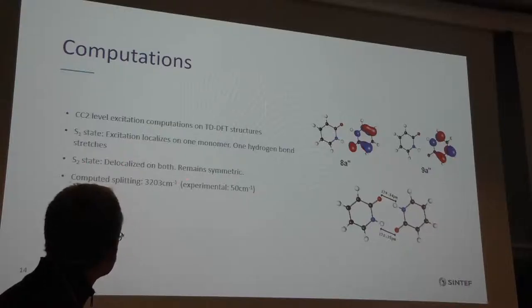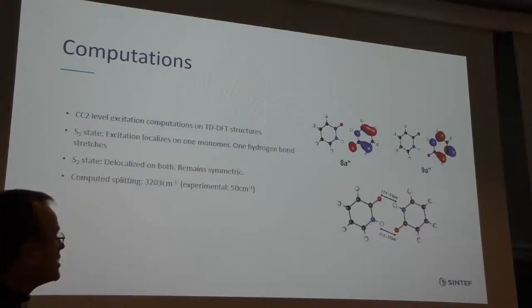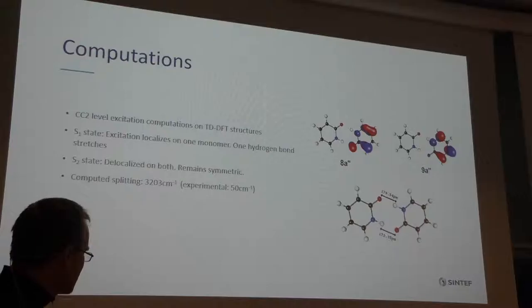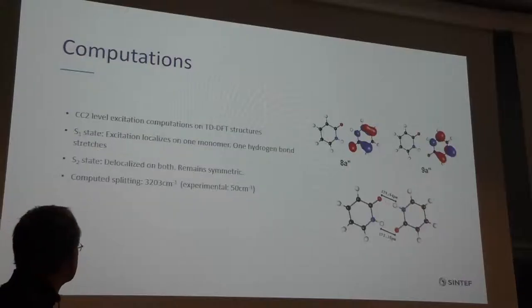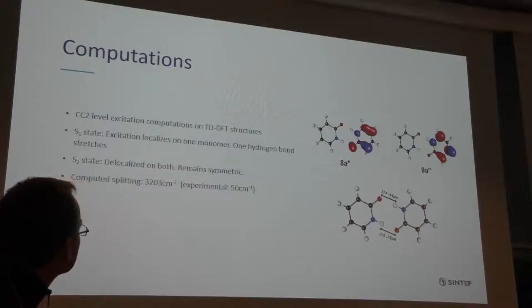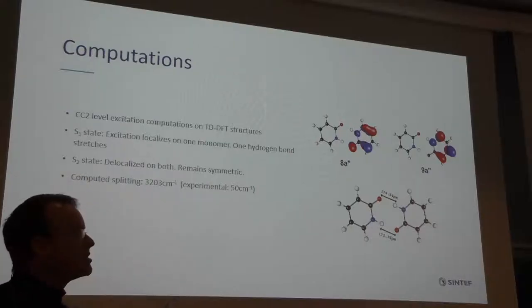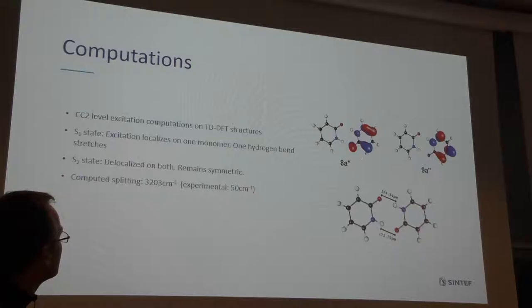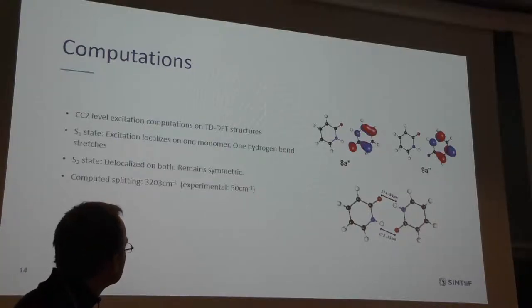So then we started asking ourselves why. I mean, is the theory completely off? This is, after all, CC2. Does this peak that they have here, is it really something completely different? So what we observed was that in our S1 state, in fact, the symmetry disappears because the excitation localizes on only one of the two monomers. And in addition, one of the hydrogen bonds becomes longer than the other.